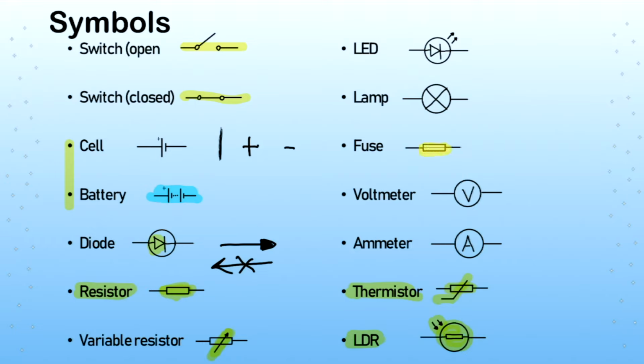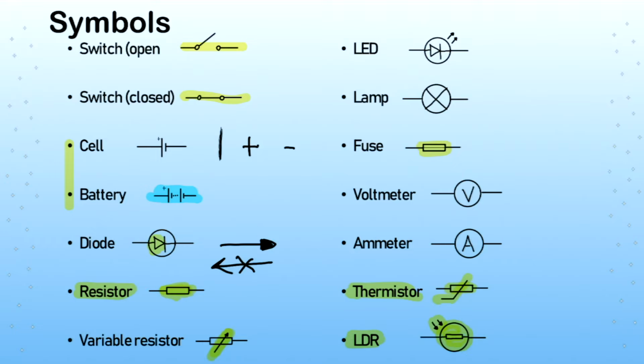Fuse is the only one that has a similar structure. A fuse has got this little tiny line running through the middle of it, which is representing the wire within a fuse that would melt if there's too much current. In effect, that's what a fuse is. It just needs to get hot and it will stop working.